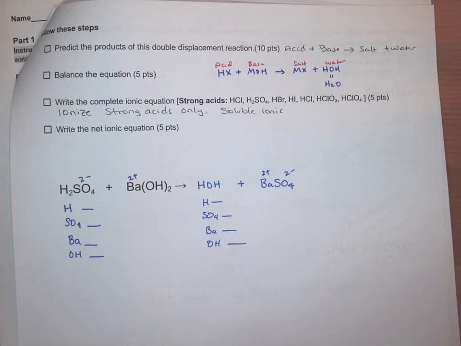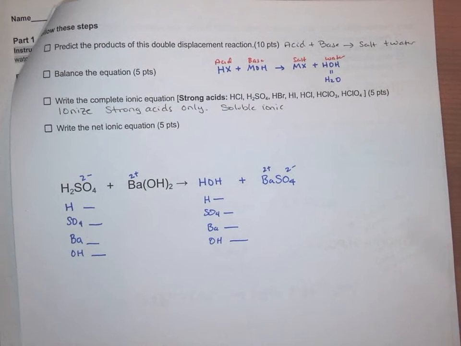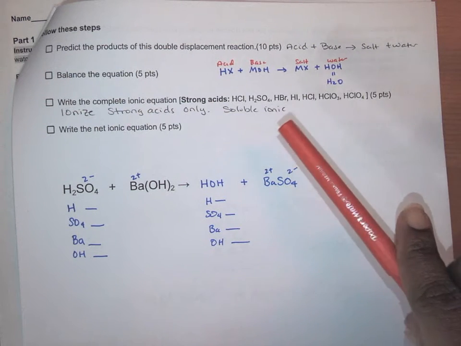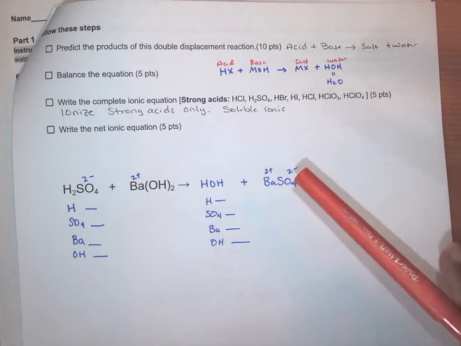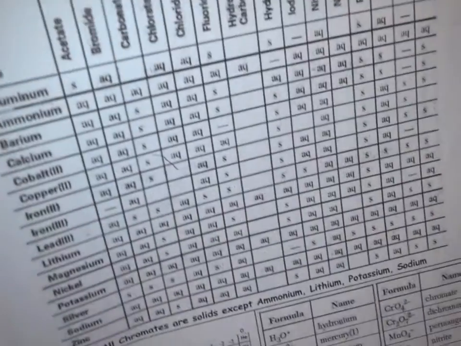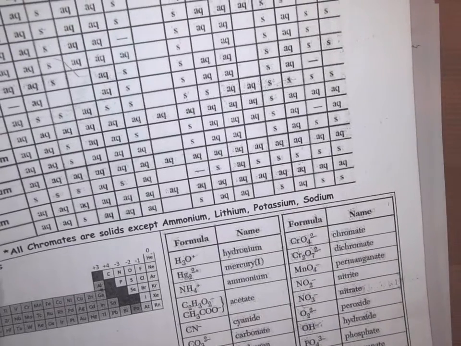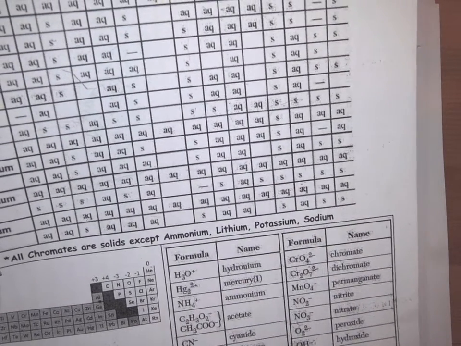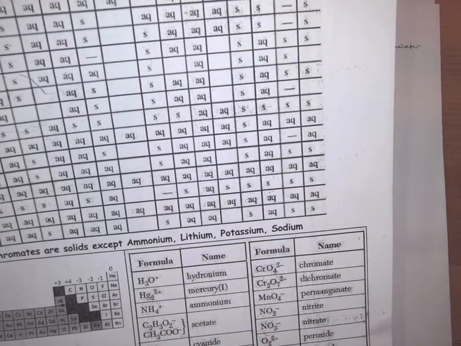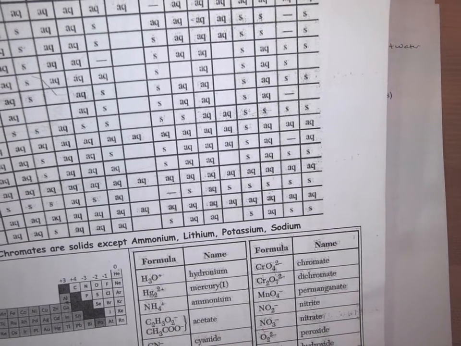Acid-base double displacement reactions involve an acid. We recognize an acid as having either an H in the front or a carboxyl group, COOH, in the back. And the bases that we're dealing with are metal hydroxide bases. Hydroxide is a polyatomic ion with the formula OH minus, okay? So if I can find the hydroxide, where did it go? It's on this thing somewhere.